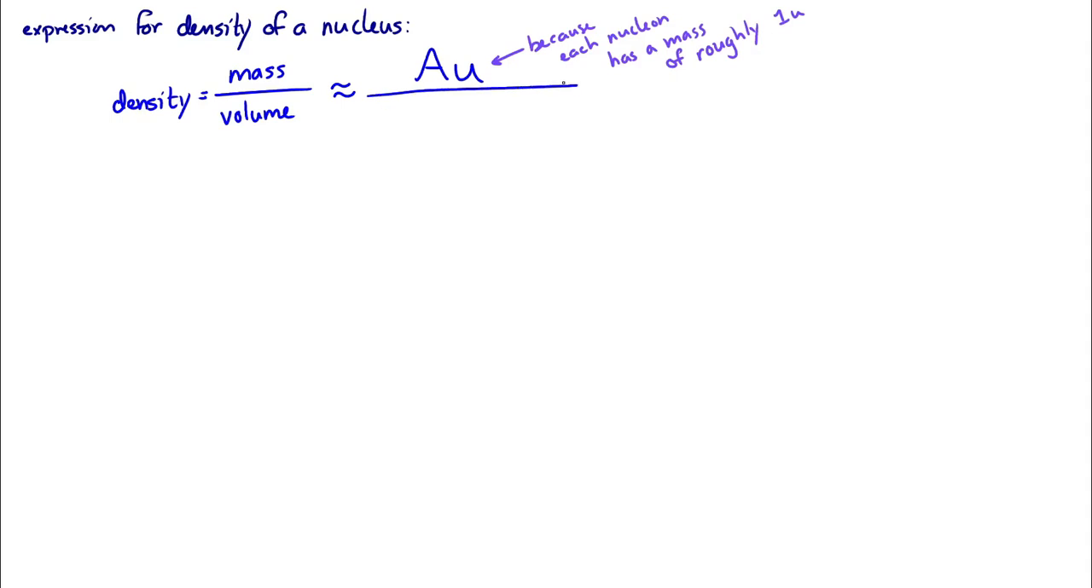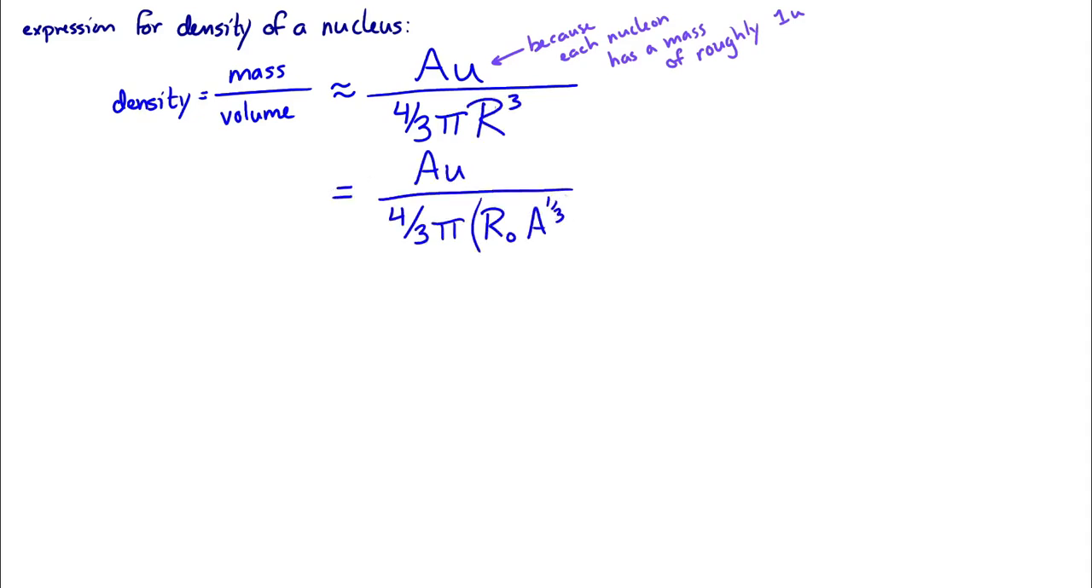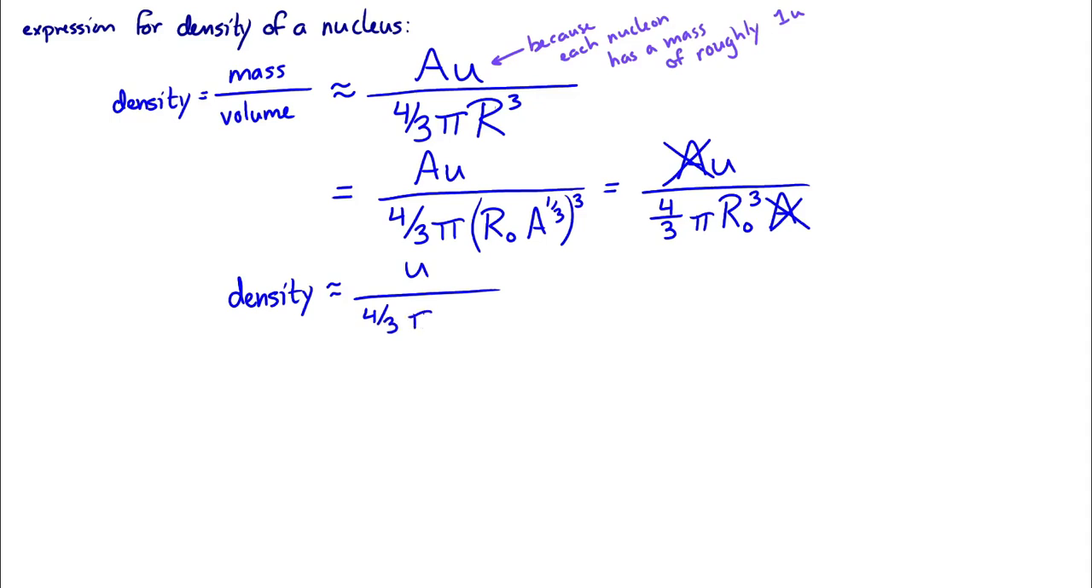The volume of a nucleus, well, we'll assume that a nucleus is a sphere, so the volume is 4/3 pi r cubed. If we insert our equation that we just got, well, let's see, we have Au over 4/3 pi times R0 A to the 1/3, all to the 3rd power. Distribute the cube, and okay, we got that. And you see, the nucleon number cancels out, and so we get that the density is approximately u over 4/3 pi R0 cubed. If we simplify that, it's 3u over 4 pi R0 cubed.